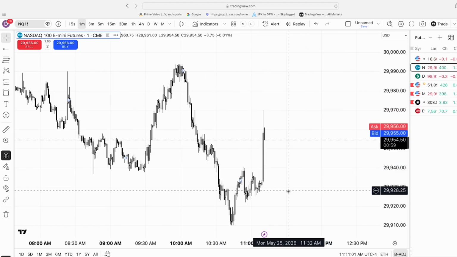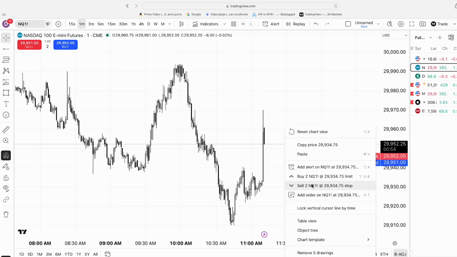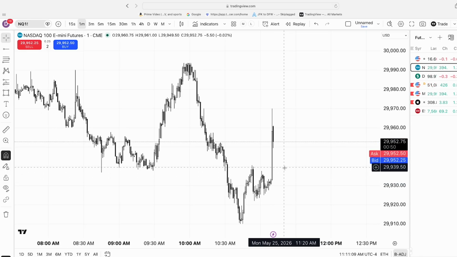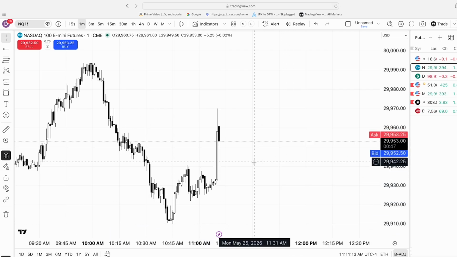It moves crazy, which is why you always want to have your safety lock on. And the safety is a stop loss. You do not put in a trade unless you do a stop loss. Now, I'm going to show you what a stop loss is.